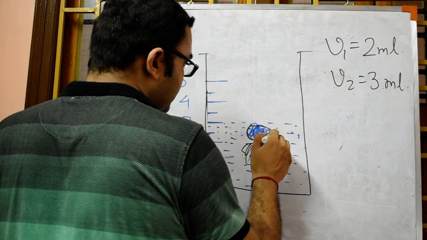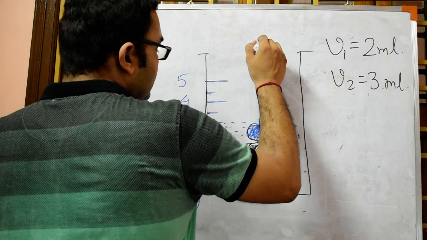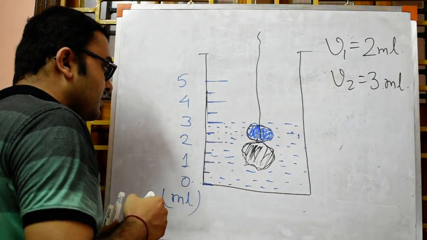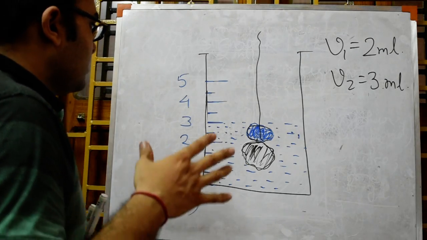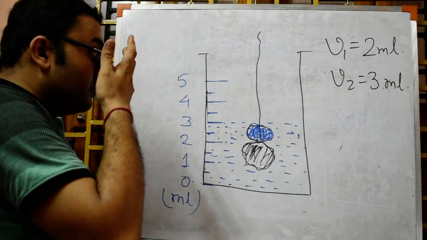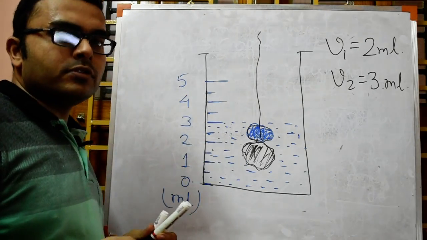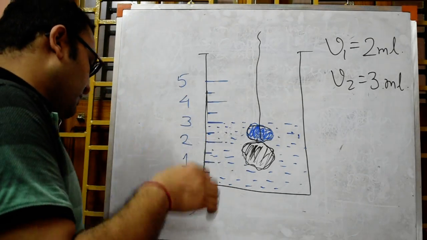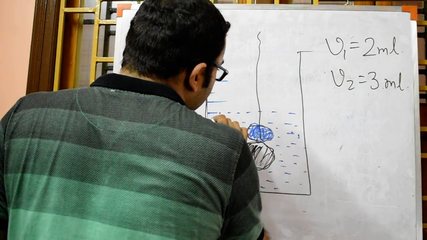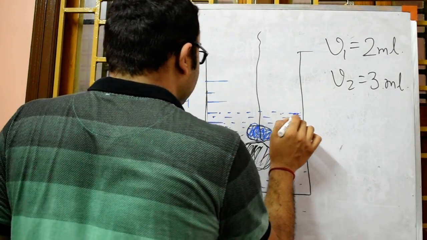So this has been wrapped around this also. So this has been tied on the same string. Now when you insert the string with the cork and the stone both tied to it and just put it into the water, definitely your water level will further rise.